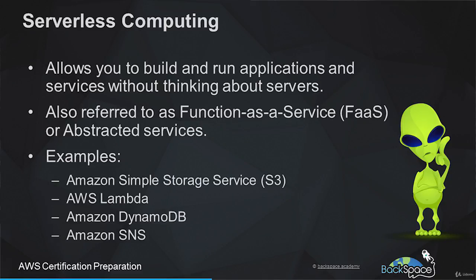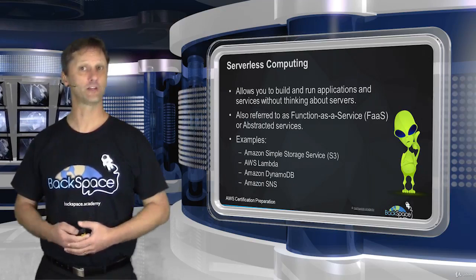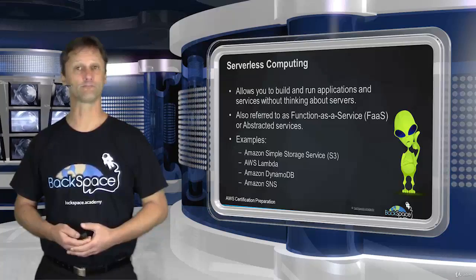AWS Lambda is where you can run code in the cloud, again, without servers. You just provide AWS your code. AWS looks after everything for you. DynamoDB is a NoSQL database in the cloud as a service. And Amazon Simple Notification Service can send out notifications to your users.